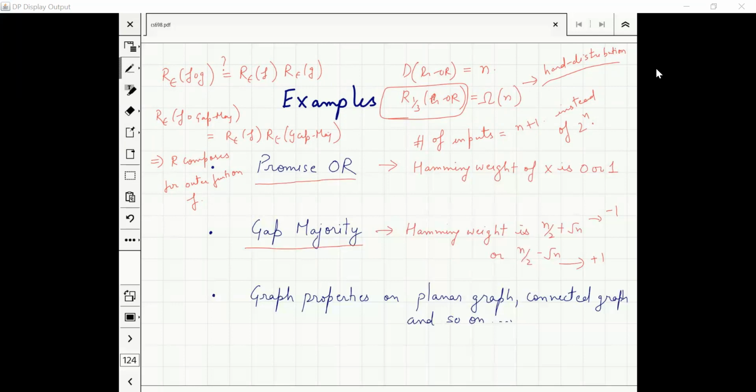Again, don't worry about how you prove it. It's a big proof, and this is one of the major results. But you understand the importance that instead of considering a general G, I can just talk about gap majority as inner function, and it will tell me whether the function F will compose or not.